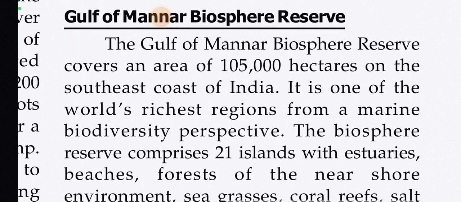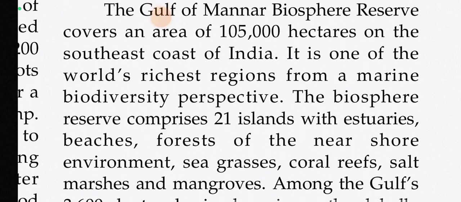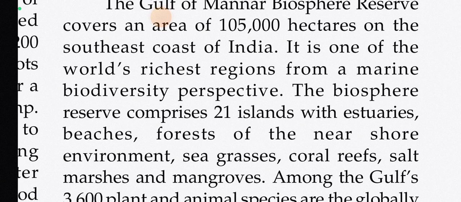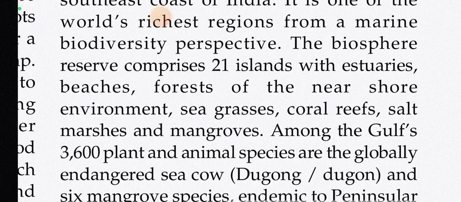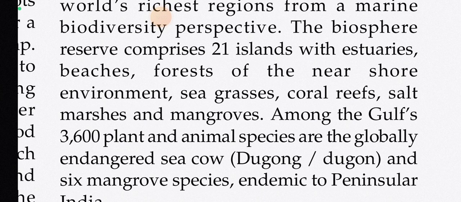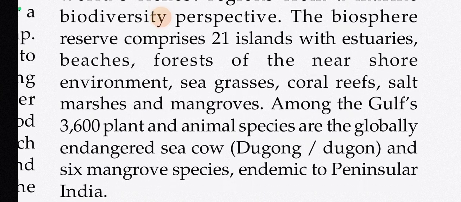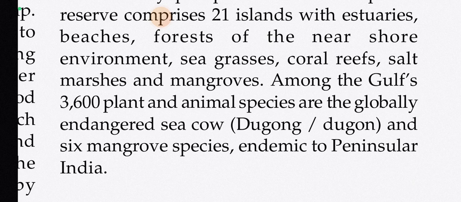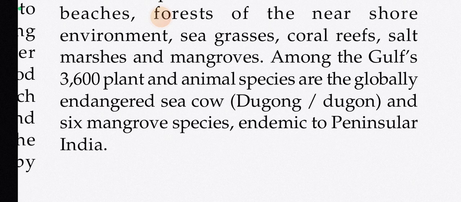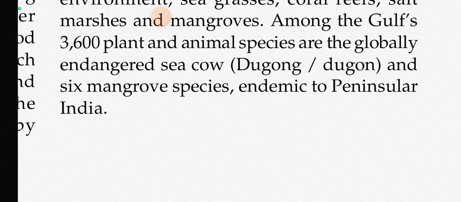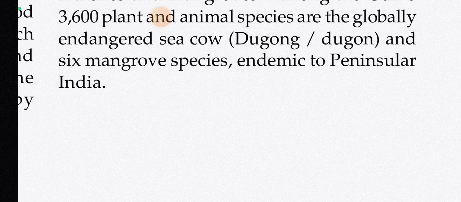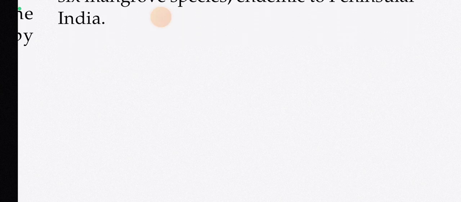Now Gulf of Mannar Biosphere Reserve. The Gulf of Mannar Biosphere Reserve covers an area of 1,05,000 hectares on the southeast coast of India. It is one of the world's richest regions from a marine biodiversity perspective. The Biosphere Reserve comprises 21 islands with estuaries, beaches, forests of the near shore environment, sea grasses, coral reefs, salt marshes and mangroves. Among the Gulf's 3,600 plant and animal species are globally endangered sea cow, dugong and 6 mangrove species endemic to peninsular India.